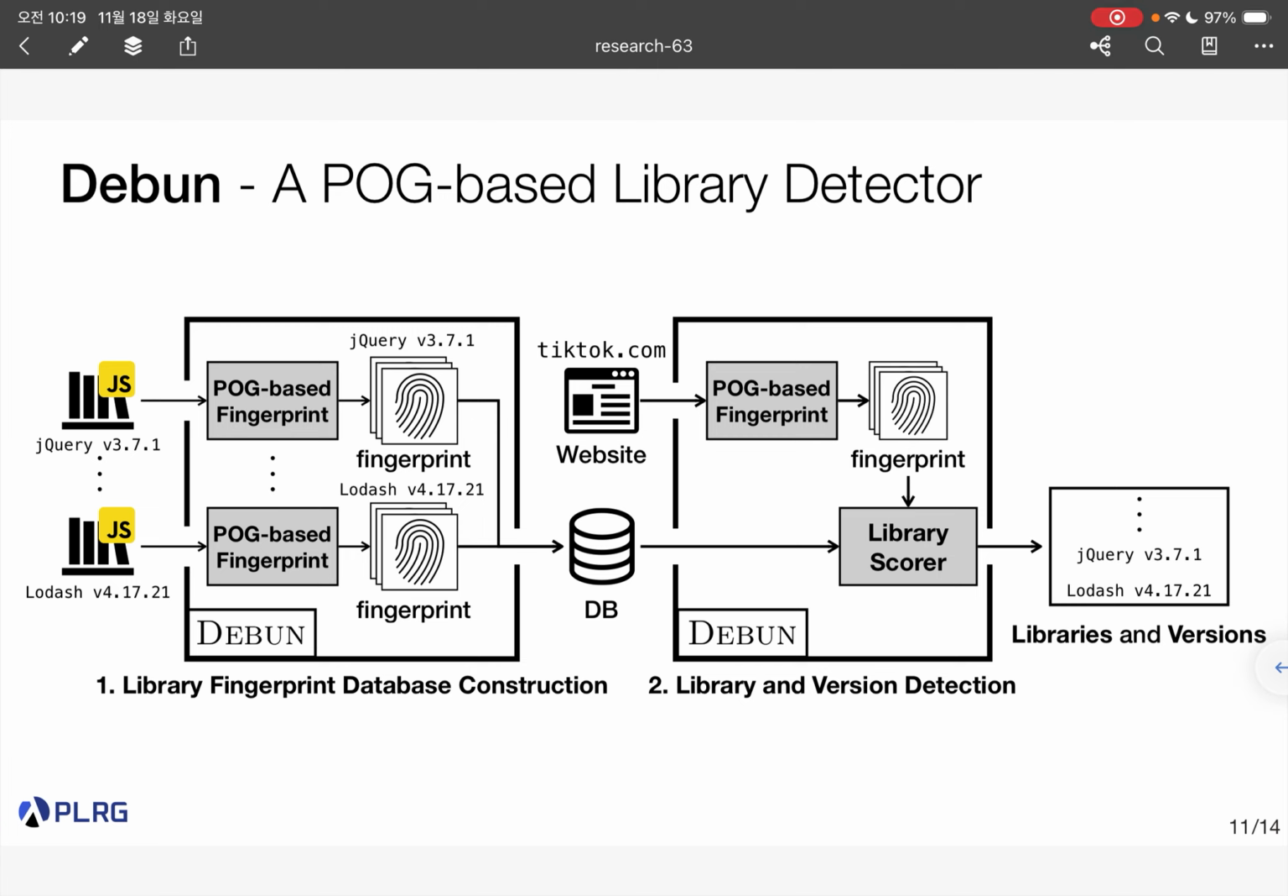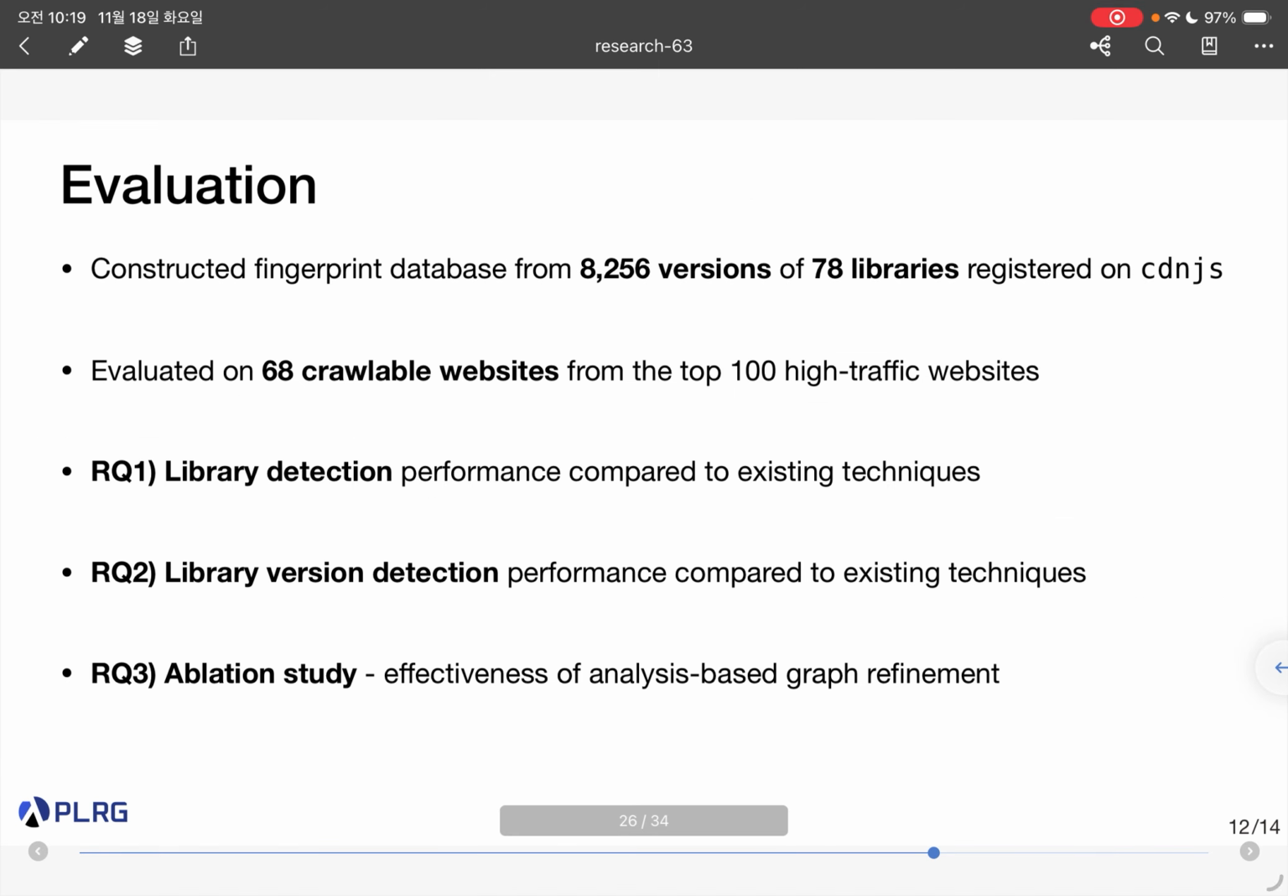Based on the consistent POG, we constructed a system named Debun. Debun operates in 2 phases. In phase 1, we collect various versions of libraries and generate POG-based fingerprints for each function. These fingerprints are then stored in the database. In phase 2, we crawl the target website's JavaScript code, generate POG-based fingerprints, and finally match them against the database to detect libraries and their versions.